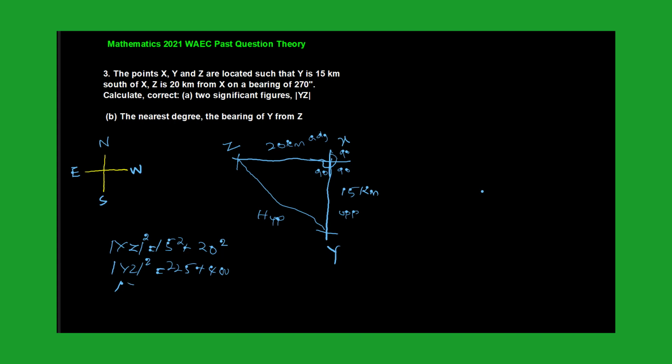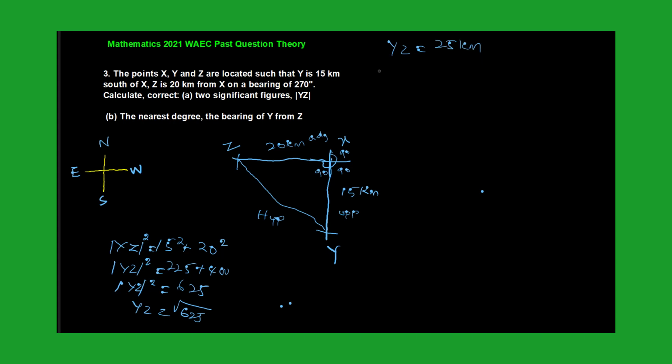Then YZ squared equals 625. Therefore, YZ equals the square root of 625, and therefore our YZ equals 25. Our YZ equals 25.